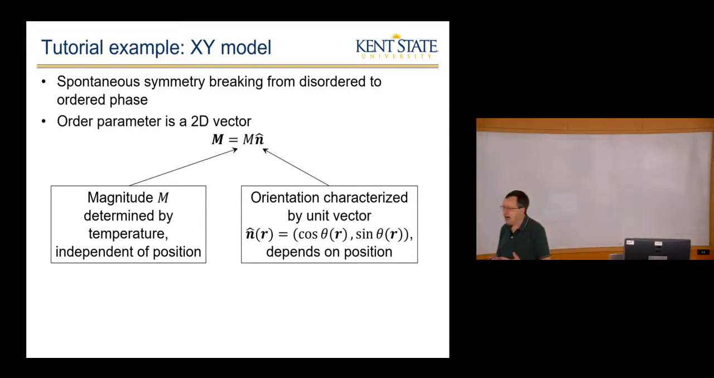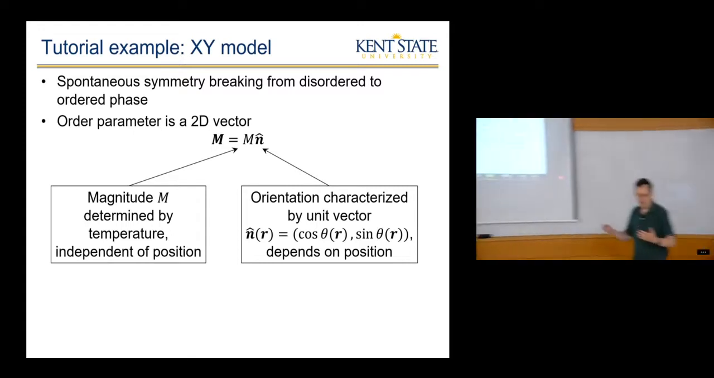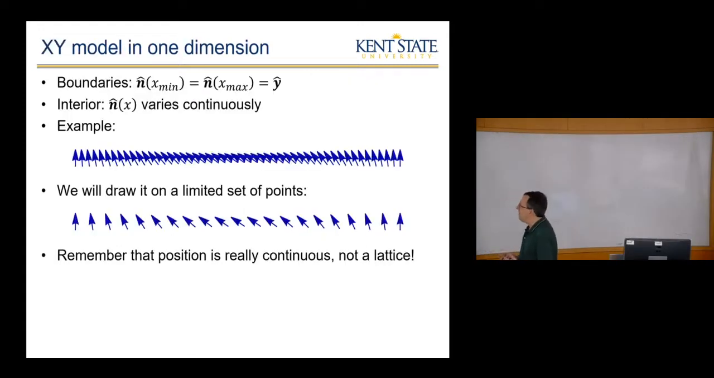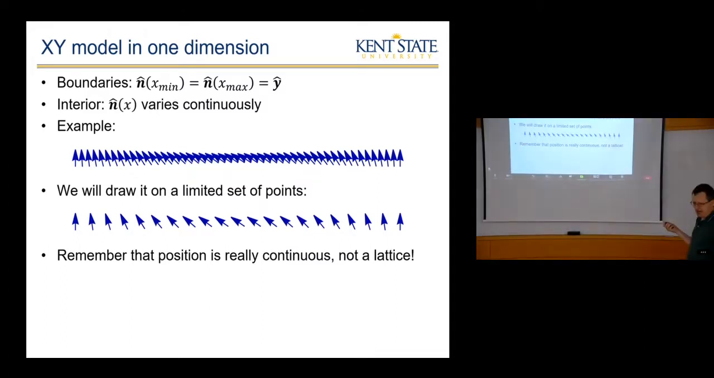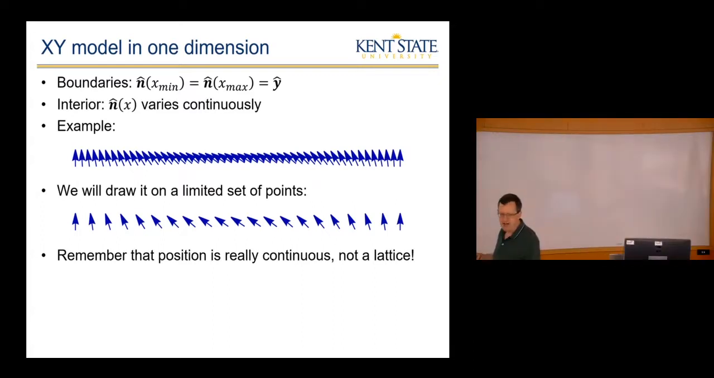So we want to look at a range of configurations that have different dependencies of the orientation as a function of position, with all the same magnitude, okay? So suppose we have a one-dimensional system, okay? We have this two-dimensional vector that's a function of one coordinate, x, right? And there's some kind of locking on the boundaries. Suppose on the boundaries, the director, I'll call it the director by crystal analogy, okay?